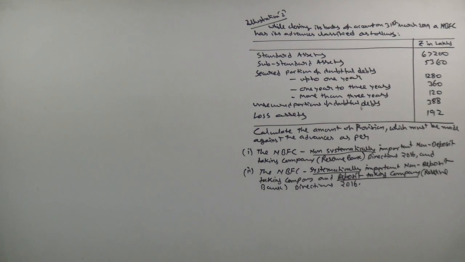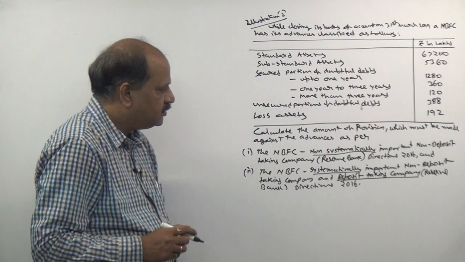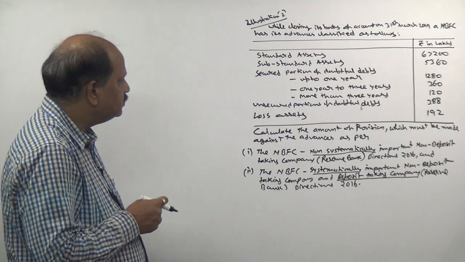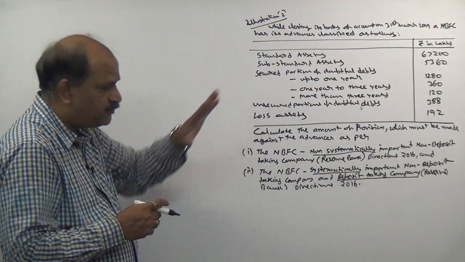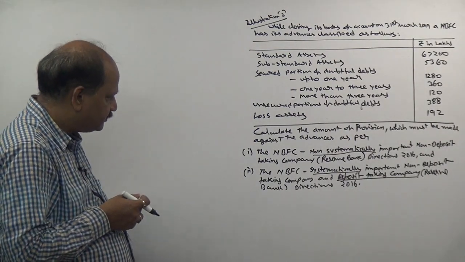Go through the question. So this type of writing we have in banking company. Now what's the basic difference between these two? While making provision, what we do, more or less percentage provision all same except standard asset. First complete it.